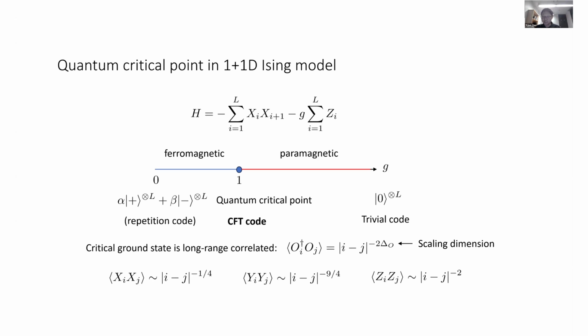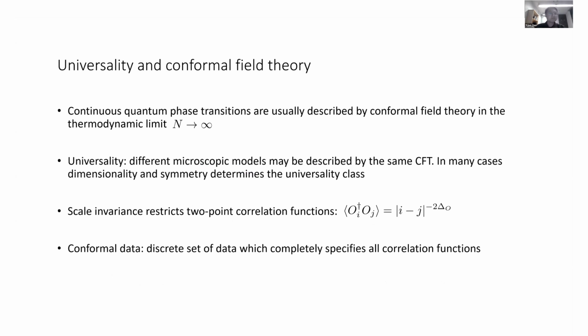There is a very important power, called the scaling dimension, that characterizes the power law. For example, for the Ising model you can exactly solve that the correlation function between XX decays as distance to the −1/4, YY decays as distance to the −9/4, and ZZ decays as distance to the −2. These numbers will be very important later on in my talk, so please remember them, and we will go on.